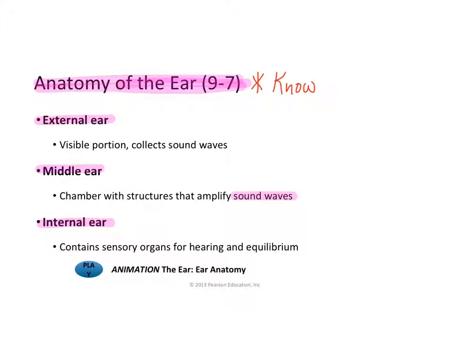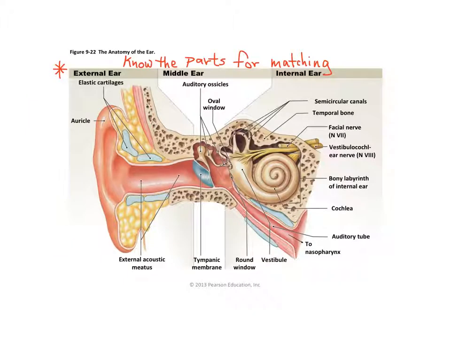Finally, let's go on to the anatomy of the ear, and we'll finish up. Know this: there's the external ear, the middle ear, which amplifies the sound waves, and the internal ear, which contains the sensory organs for equilibrium. Make sure you know the parts for matching. Know the auricle, the auditory ossicles, the oval window, the bony labyrinth, the cochlea, the auditory tube, the facial nerve, the temporal bone, the round window, and the tympanic membrane.